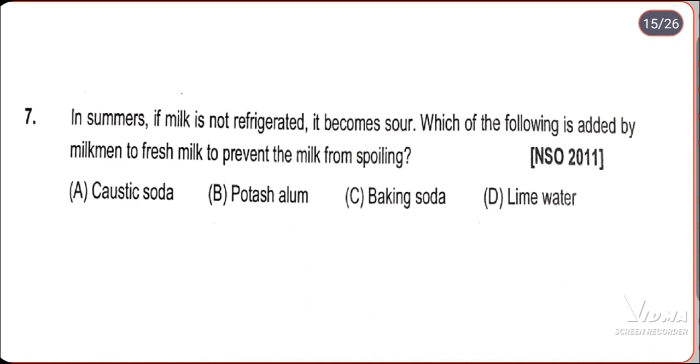So the correct answer is option number C, baking soda, because baking soda is a base, and if the milk is turning sour, it means that it is acidic. It is getting more acidic. The pH level is decreasing, right? So baking soda is the correct answer because baking soda is a base and it is easily available in the market and it doesn't harm our body. So the correct answer is option number C, which is baking soda.